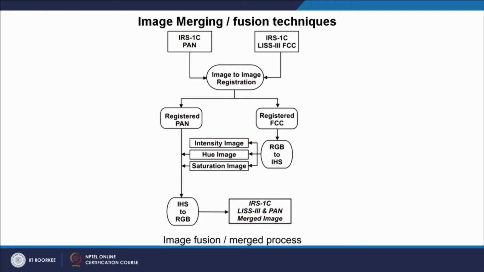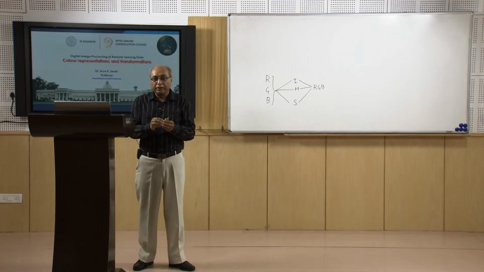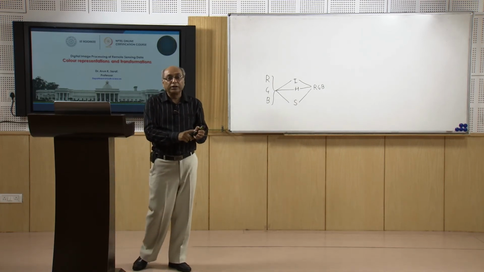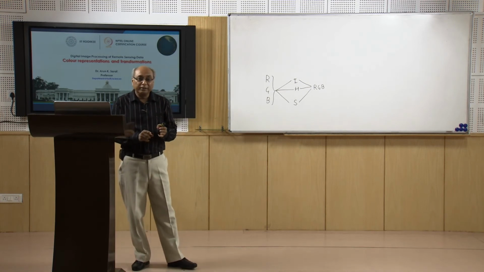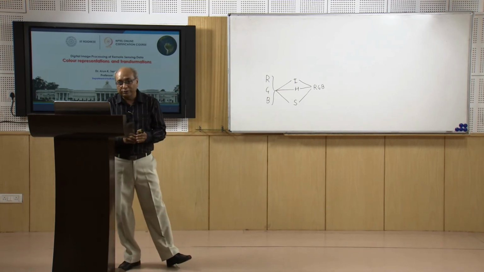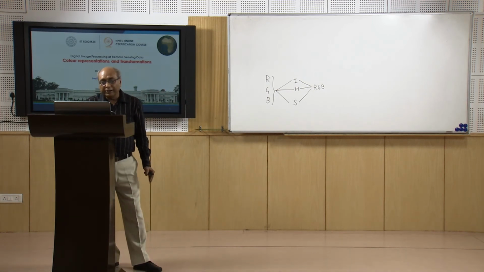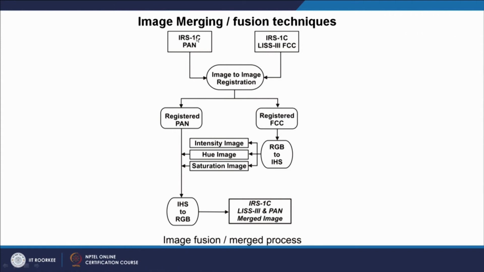So how can color space be exploited to create a new product which is a merged or fused product? Fused in the sense that this output image will exploit the best of spatial resolution and the best of spectral resolution. That means it will have higher spatial resolution but in colors, whereas separately here we have higher spatial resolution but in black and white, and here we have a multispectral or colored image but lower spatial resolution. The output will have the advantages of both.